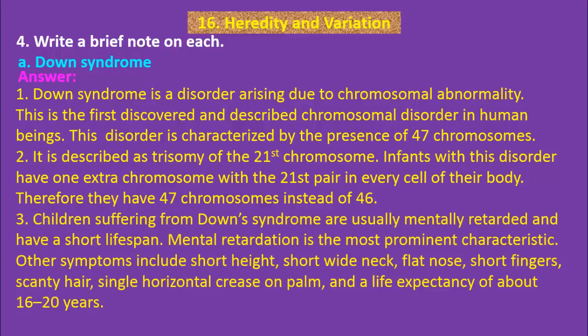3. Children suffering from Down syndrome are usually mentally retarded and have a short lifespan. Mental retardation is the most prominent characteristic. Other symptoms include short height, short wide neck, flat nose, short fingers, scanty hair, single horizontal crease on palm, and a life expectancy of about 16 to 20 years.